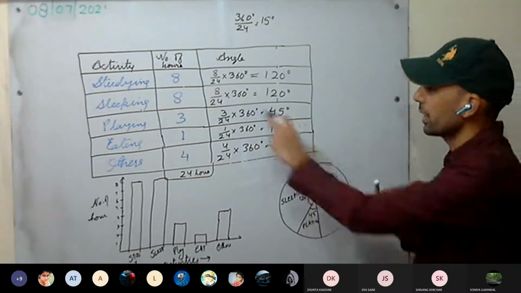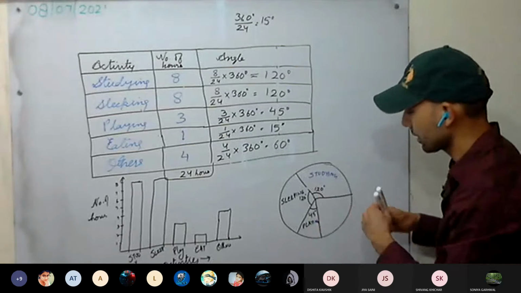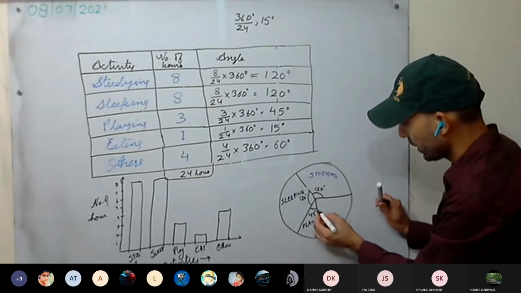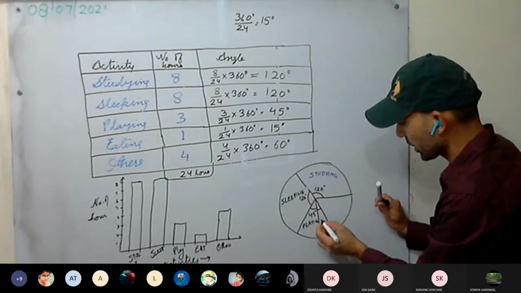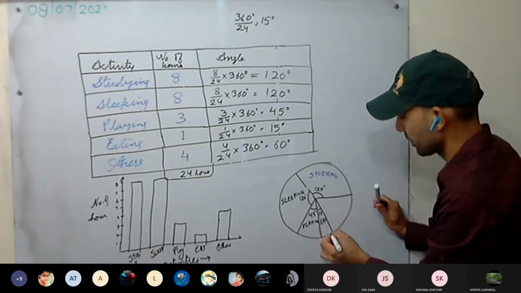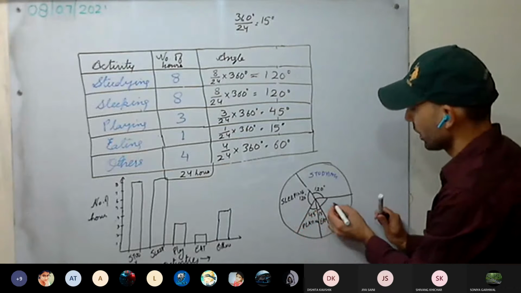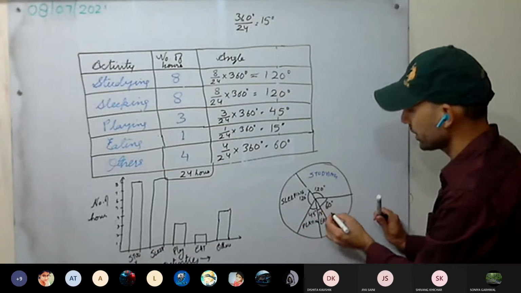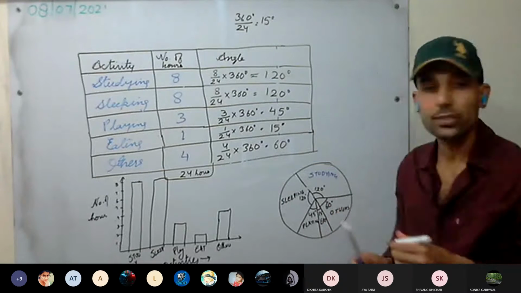Next, eating is 15 degrees. Make a 15 degree angle. This line along with this line, make it 15 degrees. Using the protractor, this is 15 degrees. This is eating. And the remaining will be how much? 60 degrees. So it is 60 degrees and it is others. Have you understood it?